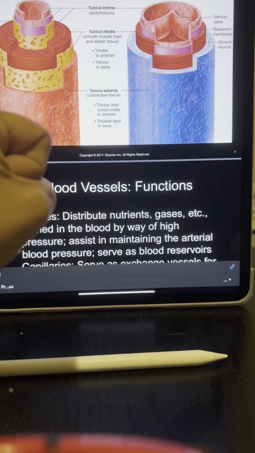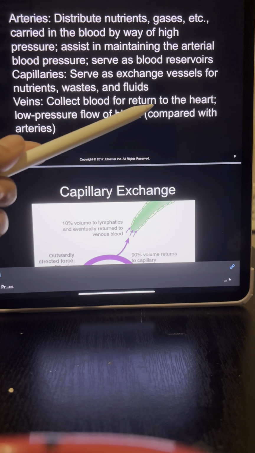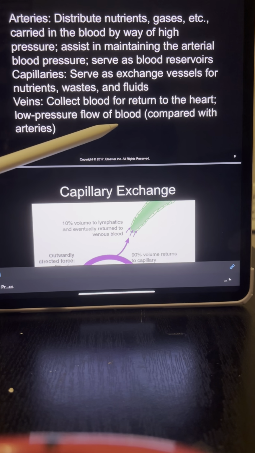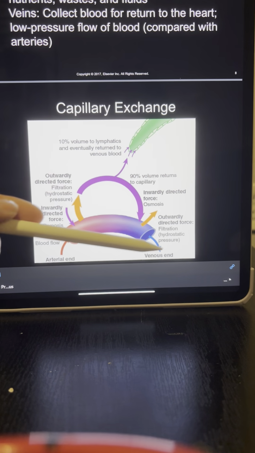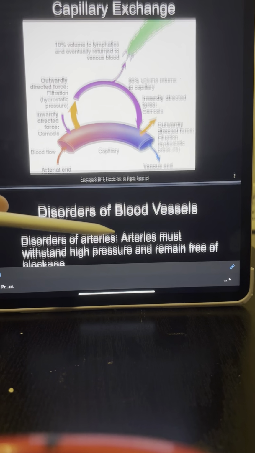But we also need pressure because that pressure causes nutrients and gases to be pushed out in the capillaries and other things to be pushed in as needed. Without that pressure, gases and nutrients would not be able to be exchanged between the capillaries and the tissues. Capillaries serve as exchange vessels for nutrients, waste, and fluids. Veins collect blood for return to the heart. This is a low pressure flow of blood because, again, the heart's momentum has given out by the time the blood gets to the veins.